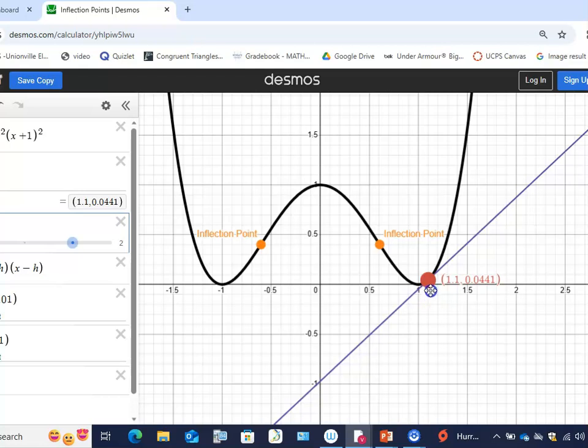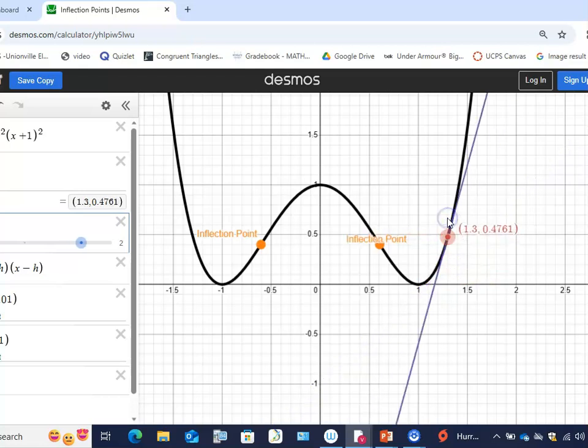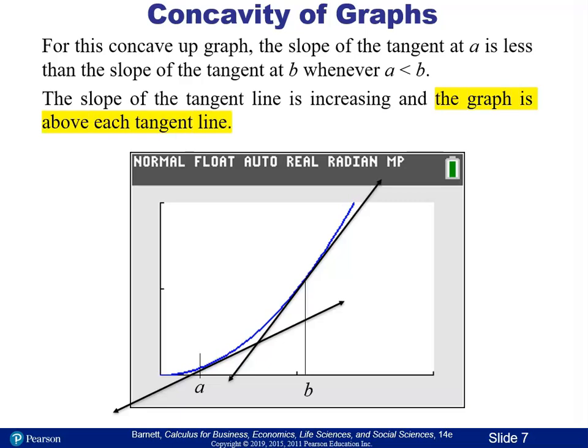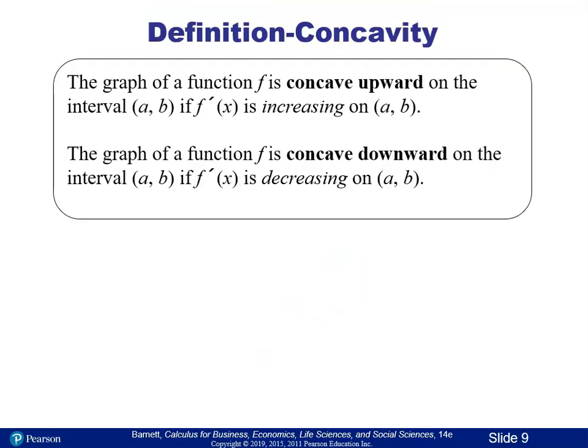So anytime the graph is above the tangent line, it's concave up. Anytime the graph is below the tangent line, it's going to be concave down. Okay, and that's just what I was saying there. Okay, so there are definitions of concavity.